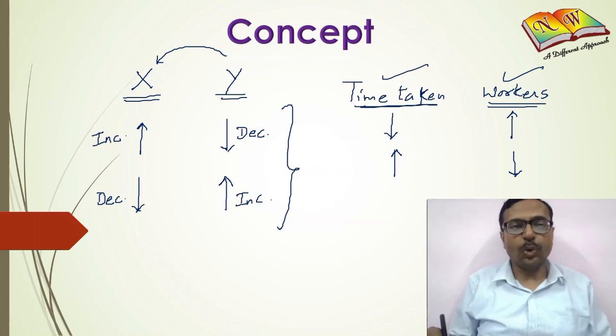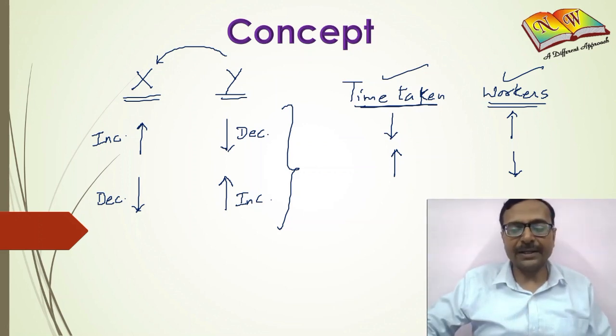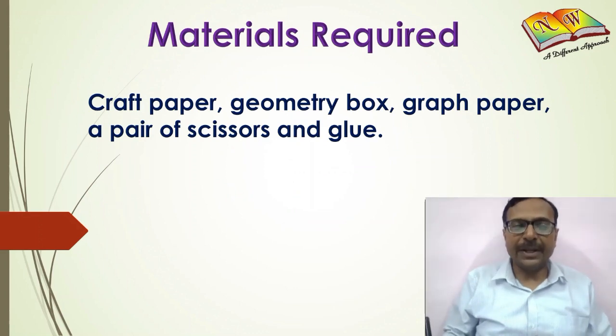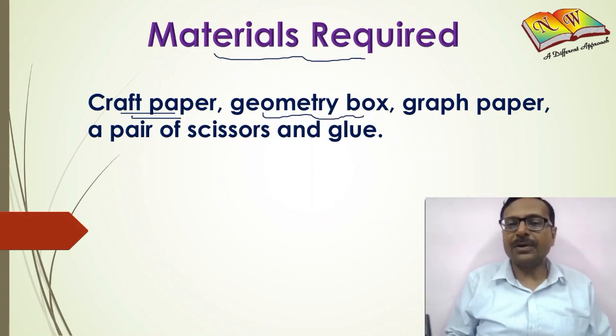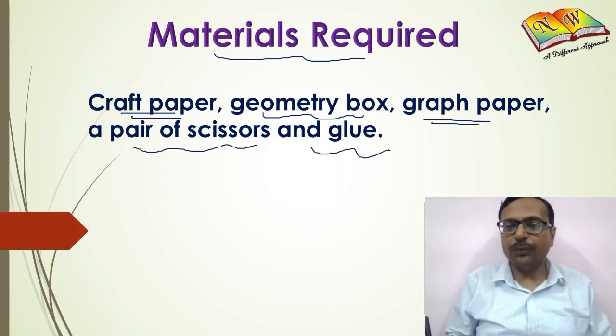So the time taken to complete the task and the number of workers who are performing the task, these two variables show inverse variation. We'll be verifying this using the activity for which the materials required are craft paper, geometry box, graph paper, a pair of scissors for cutting work, and glue for pasting work. Let's perform this activity of inverse variation now.